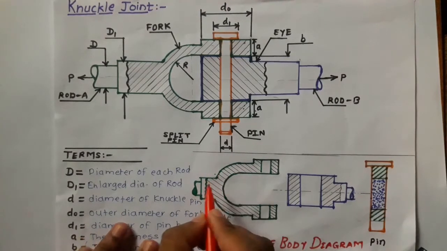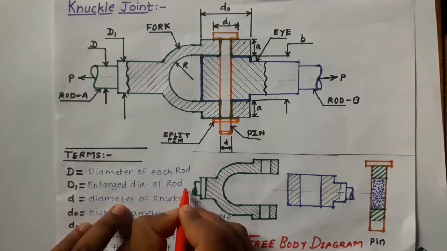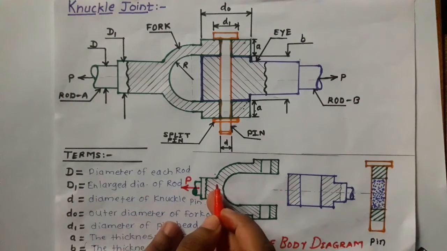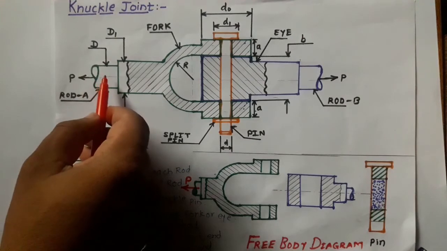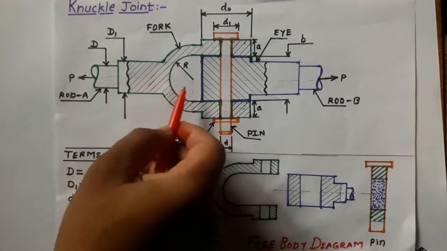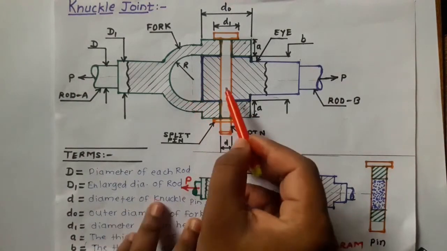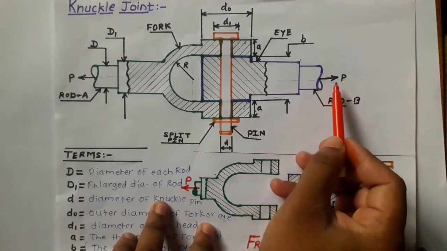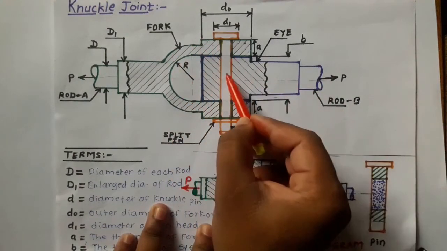Now if you consider the fork first, on the fork we have applied force P on the left side. So I can draw this force P acting on the fork on the left side. This force P is applied on the rod, and is indirectly applied on this fork, towards the left side. Now if you look at this assembly properly, on the eye the force applied is towards the right side, and in this way the eye is pulling this fork towards the right side with the help of this pin.